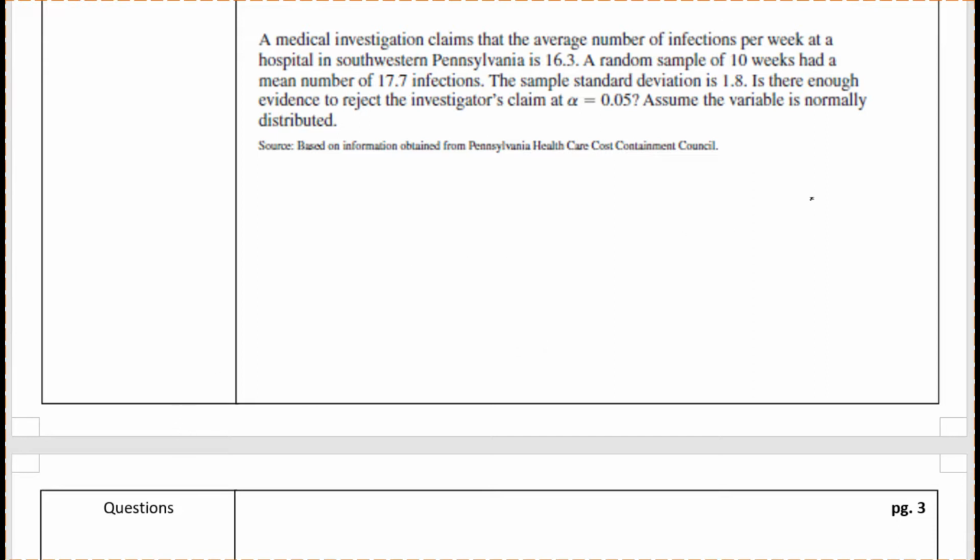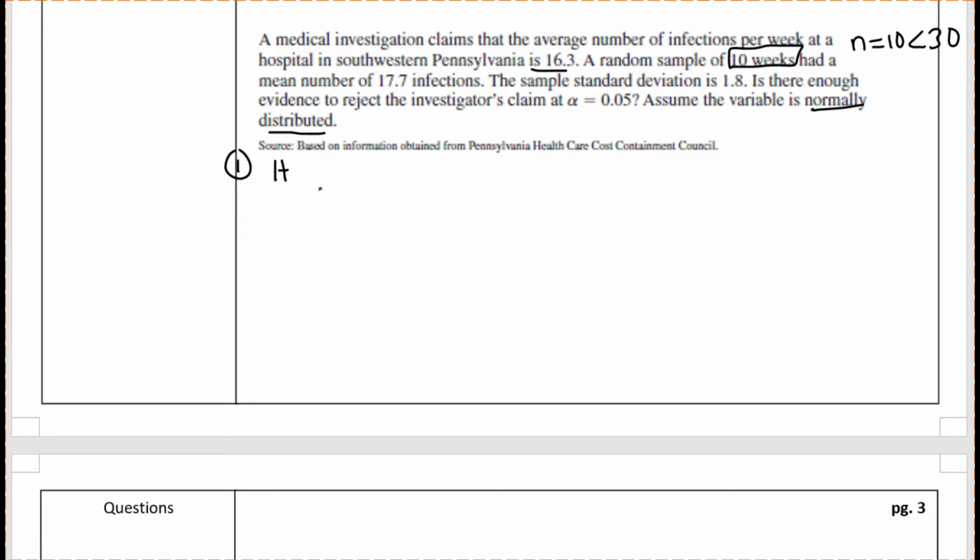All right, since it's normally distributed, that means we can use the t test. And notice that we have a sample of 10 weeks. So that's my n. So n is 10, which is less than 30. So we have here a claim: the average number of infections per week is 16.3. So that is an equality statement, so that belongs to the null.